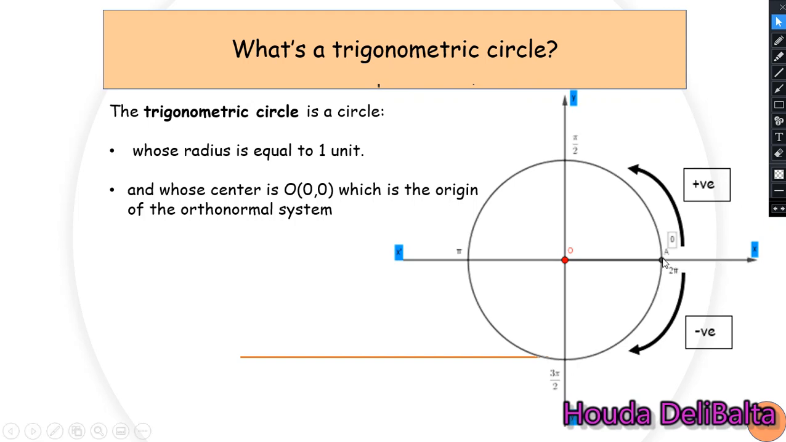So the starting point is marking an angle that measures 0 degrees, and as we reach this point here we measure 90 degrees. As we reach here we measure 180 degrees. Here we measure 270 degrees, and finally till here we measure 360 degrees. So as you notice, there are 4 quadrants in this circle. It's usually divided into 4 quadrants.